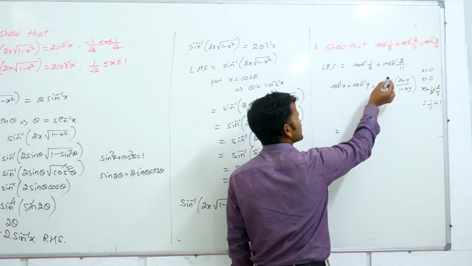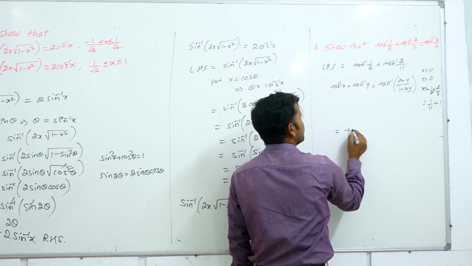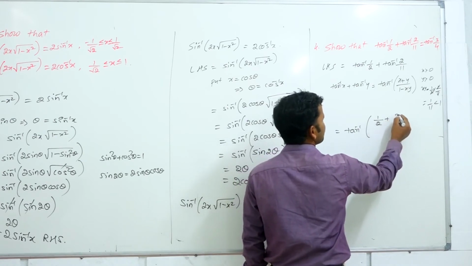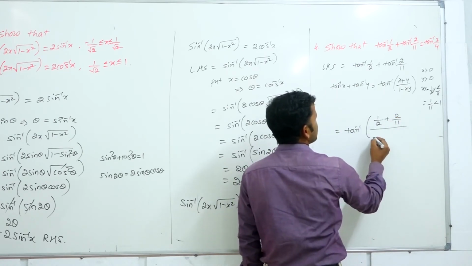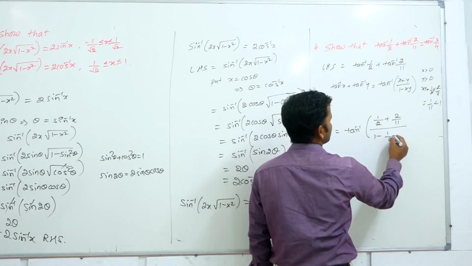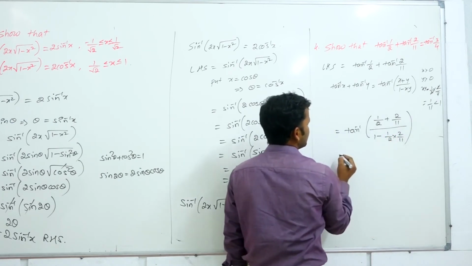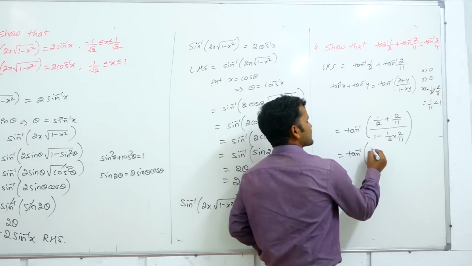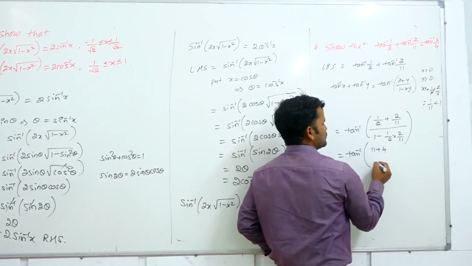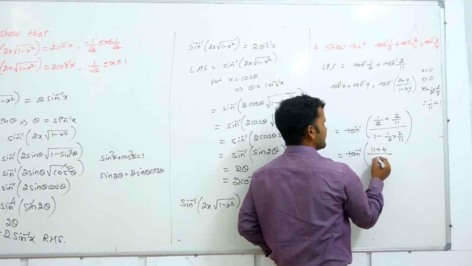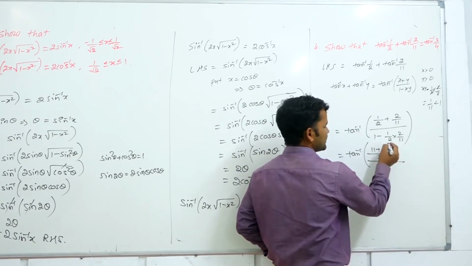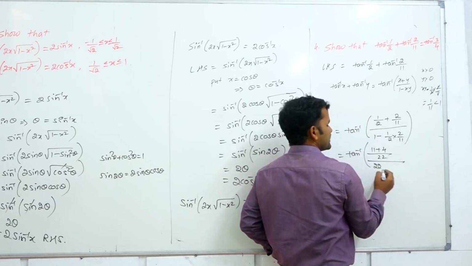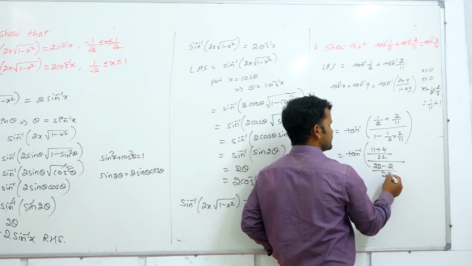Tan inverse of 1 by 2 plus tan inverse of 2 by 11. Using this, we have tan inverse of, in place of x we have 1 by 2, in place of y we have 2 by 11, divided by 1 minus x times y, that is 1 by 2 times 2 by 11. Okay, simplify this. Tan inverse of, cross multiplying in the numerator, 11 plus 2 into 2, 4, divided by 2 into 11 is 22, whole divided by 22 minus 2 divided by 22.